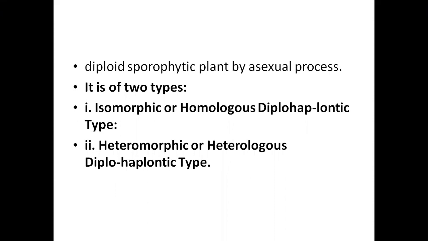Now, when there is a diploid plant, it produces spores by the method of meiotic division, and it gives rise to gametophyte. Now gametophyte is haploid stage. So what we are seeing? That in haplontic and in diplohaplontic, the plant body is haploid, and in the diplontic stage, the plant body is sporophyte, that means diploid.